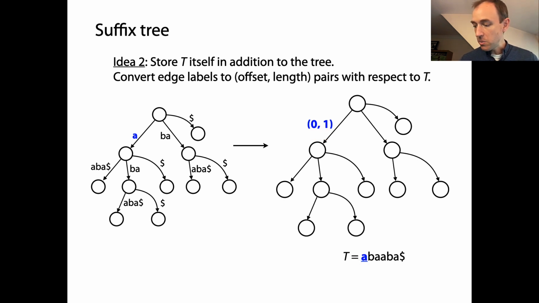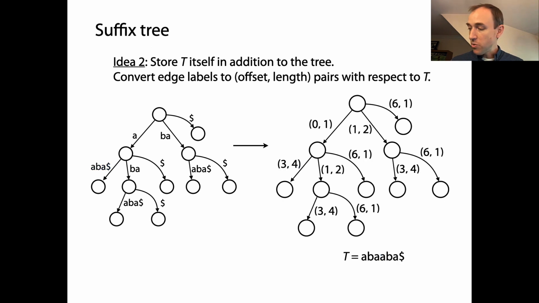All right, well, let's keep going. Let's look at this ABA dollar here. That corresponds to this substring of t, and that's the substring at offset 3. We're using 0-based offsets, so 0, 1, 2, 3. It starts at offset 3 and has length 4. So we'll put 3, 4 on that edge as its label. So that's the idea.